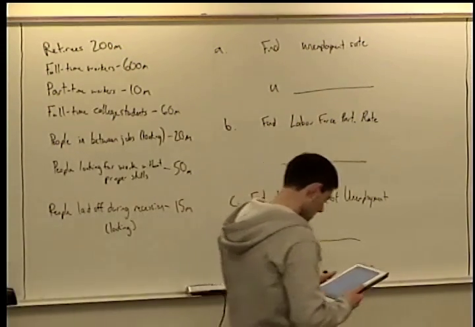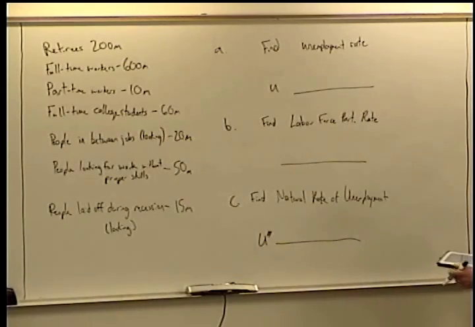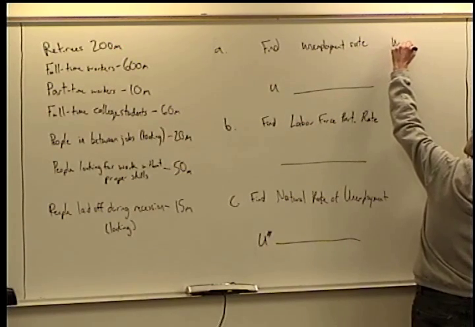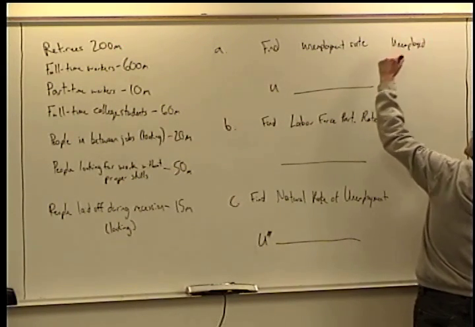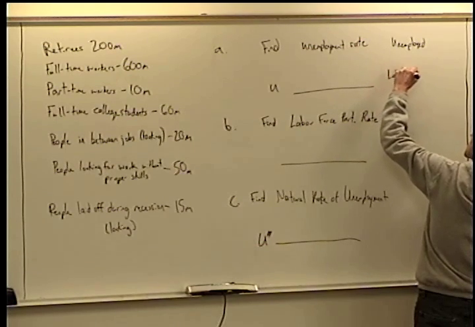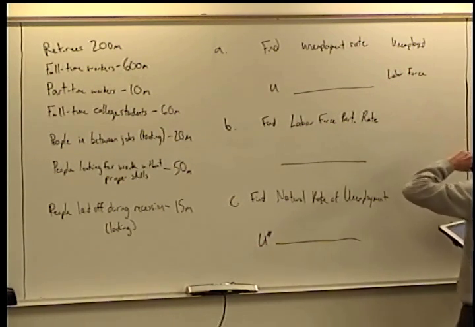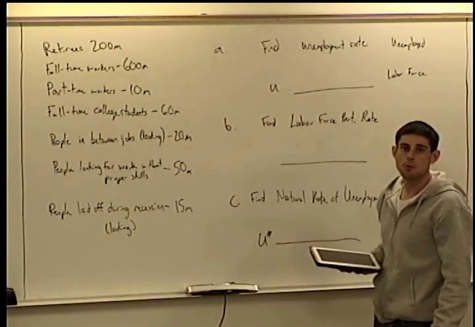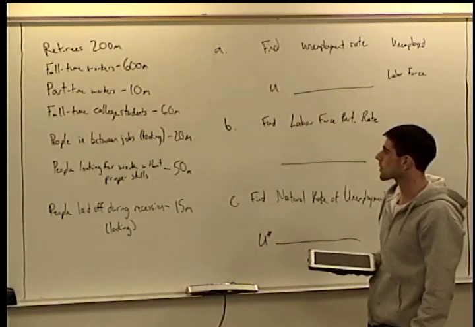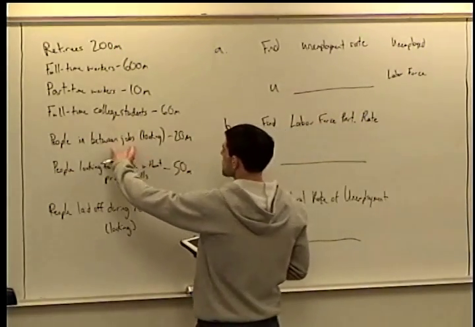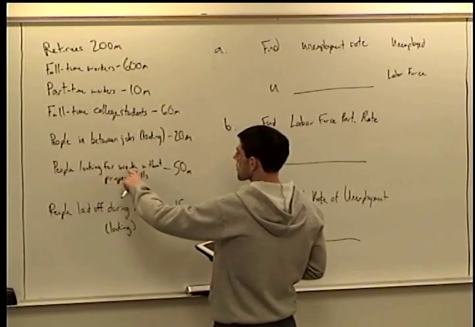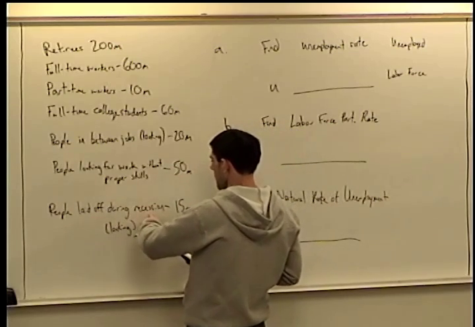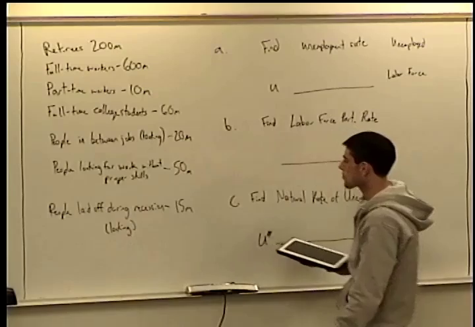Okay, so to find the unemployment rate, we need to find two things. We need to find the number of people who are unemployed, and we need to find the labor force. So to find the number of people who are unemployed, we define unemployed as people who are without work but actively looking for work. So these people are in between jobs but looking. These people are looking for work, but they don't have a job due to improper skills. And then these people don't have work due to a recession, but they're actively looking for work.